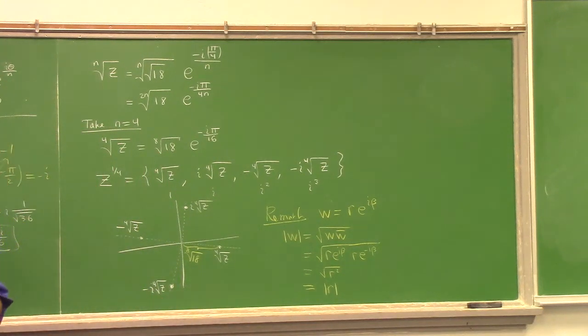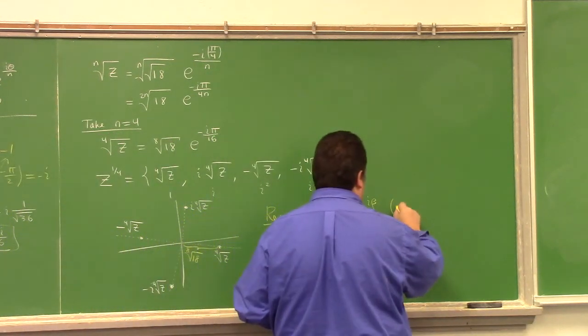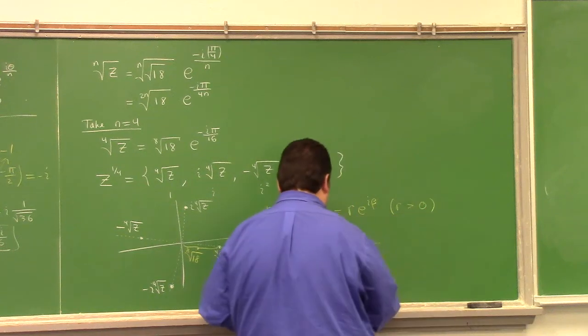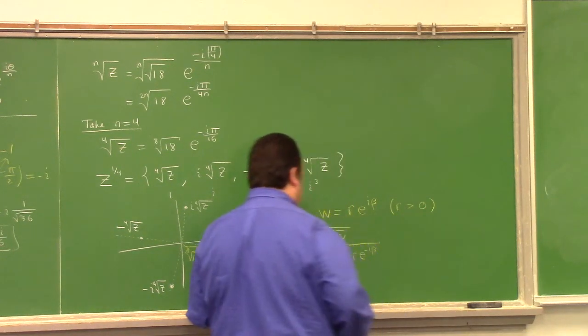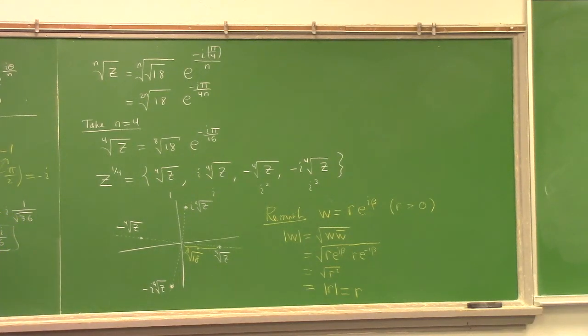But for the sake of this, we should assume at the outset that R is greater than 0, right? And if we do that, then this is just equal to R. So my point to you is if we have a number times an imaginary exponential, the length of that complex number does not involve the imaginary exponential. The imaginary exponential just gives you the direction of the complex number. This is how this works.